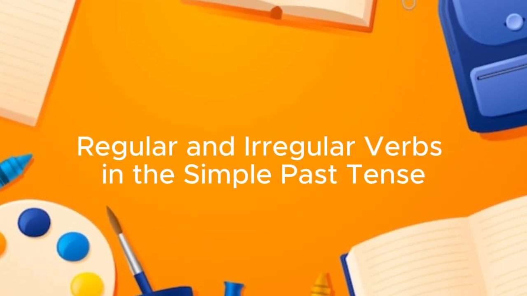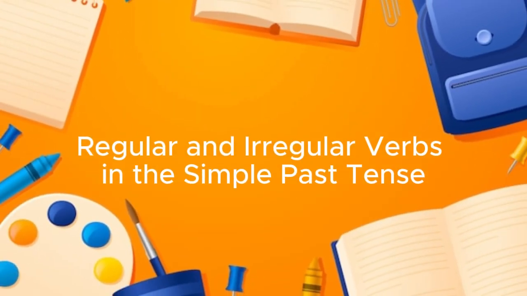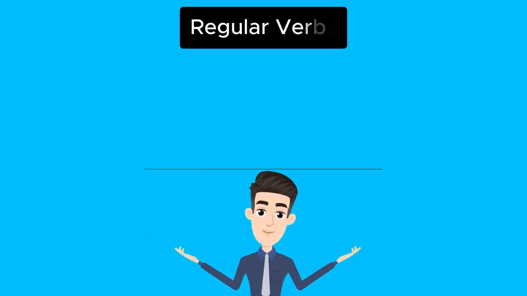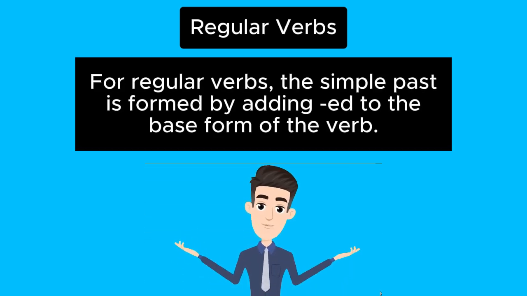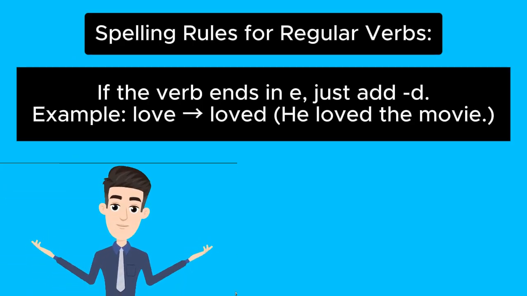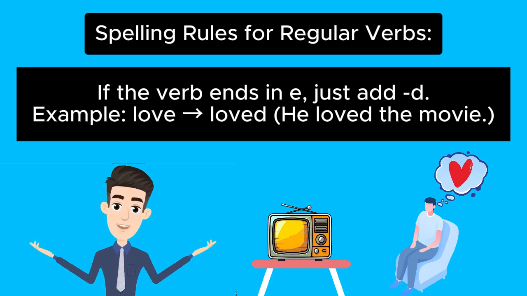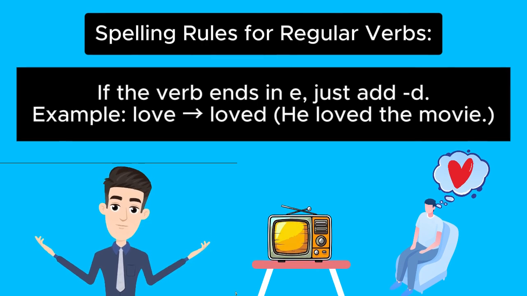Regular and irregular verbs in the simple past tense. Regular verbs. For regular verbs, the simple past is formed by adding -ed to the base form of the verb. Spelling rules for regular verbs. If the verb ends in E, just add -d. Example: love becomes loved, he loved the movie.